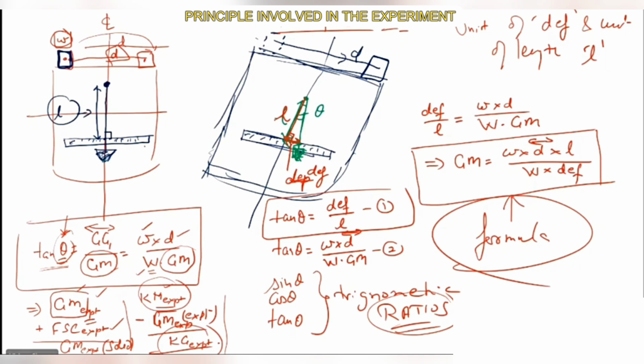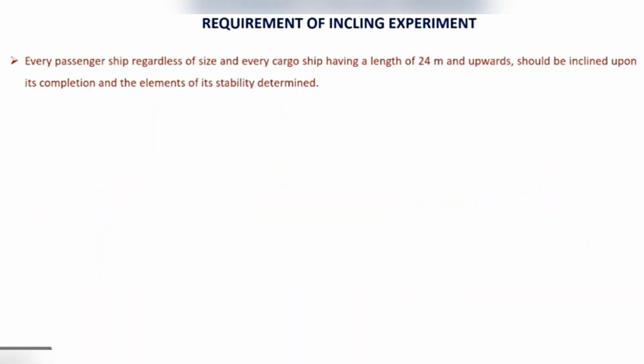Usually in our questions, deflection is given in centimeters because it is a small value, so the scale is graduated in centimeters and millimeters. So your deflection is usually given in centimeters and length is usually given in meters. Both have to be reduced to the same unit. Of course you can change the length to centimeters also, but as a normal practice we change the deflection to meters, the same units as the length of the pendulum. Is that clear, beta?